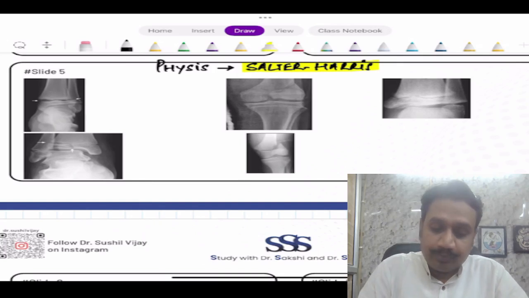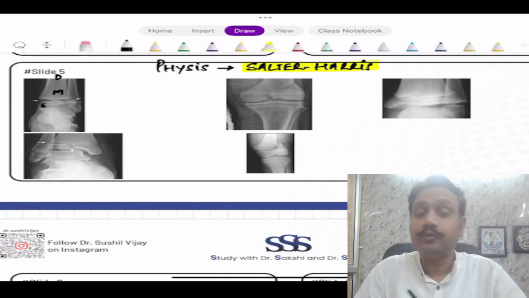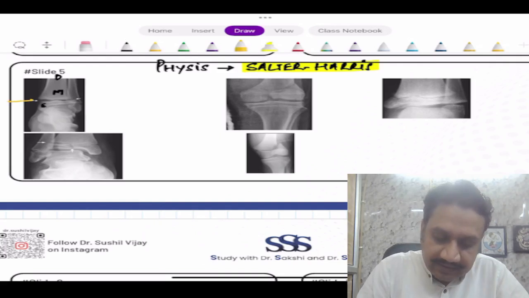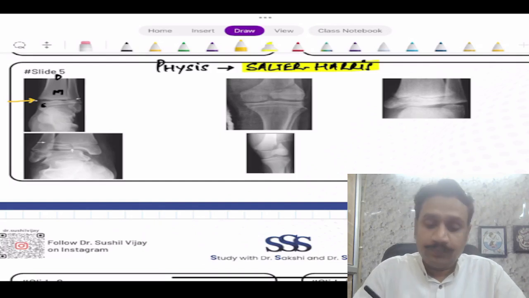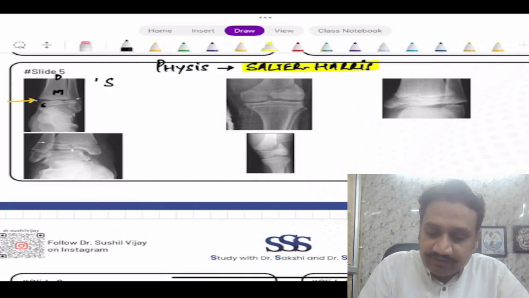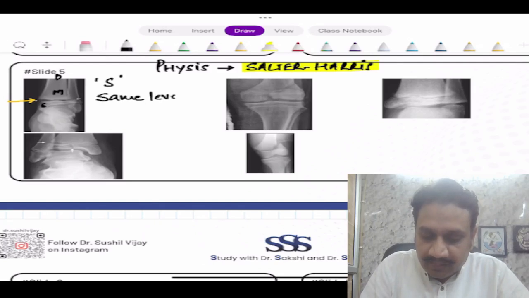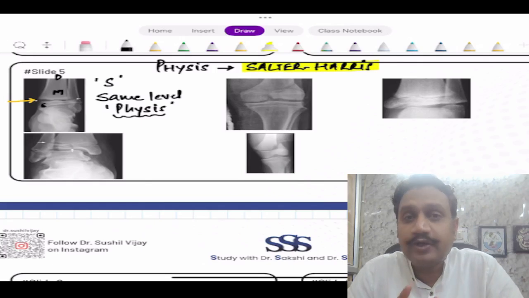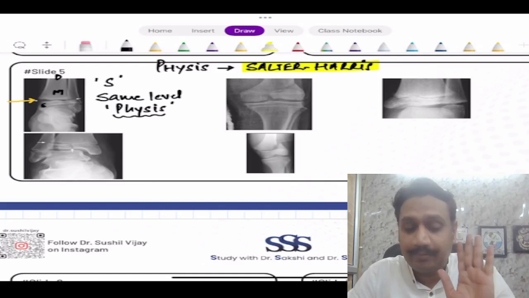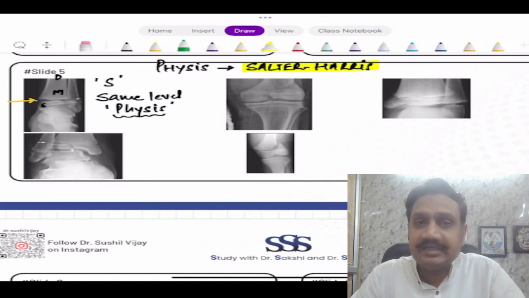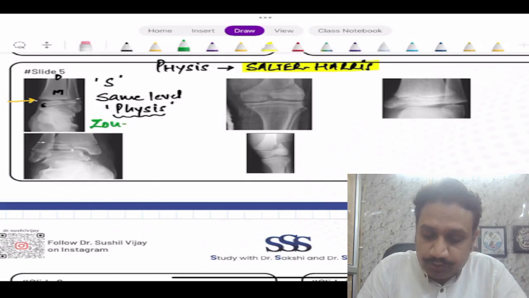Salter, right? Just see the diaphyseal area of the bone, the metaphyseal area of the bone, and the epiphyseal area of the bone. We are talking about injury to this central structure, the physeal area. Now, in the mnemonic Salter, the first letter S is for same level injury. Same level means injury somewhere in the physis only. If you see your notes on the basics of bone, you know that the physis, the growth plate, has got 5 zones. And please remember, where do we get the commonest injury in the physis? It is zone number 3.